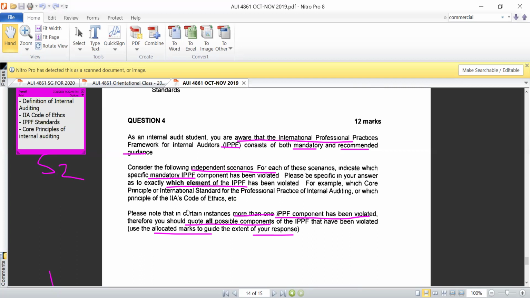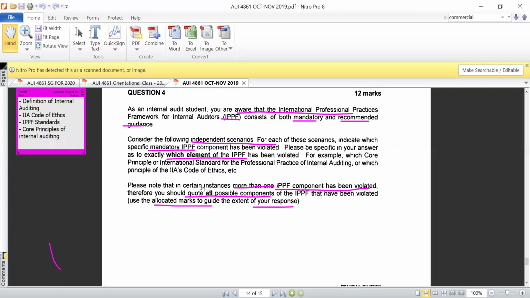For example, which core principle or international standard of the professional practice of internal auditing, or perhaps which principle of the IIA's Code of Ethics has been violated, something of that nature. Please note that in certain instances, more than one IPPF component has been violated. Therefore, you should quote all possible components of the IPPF that have been violated.